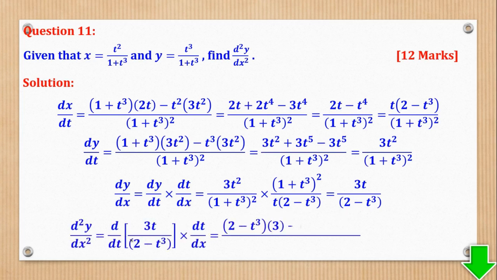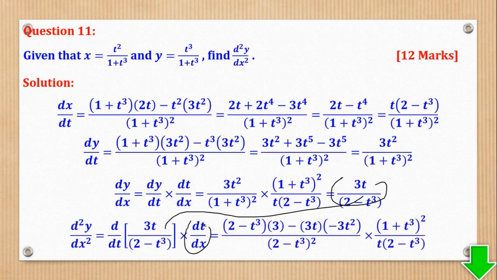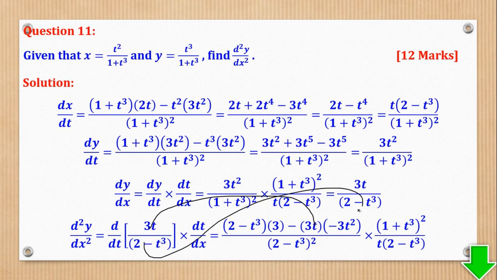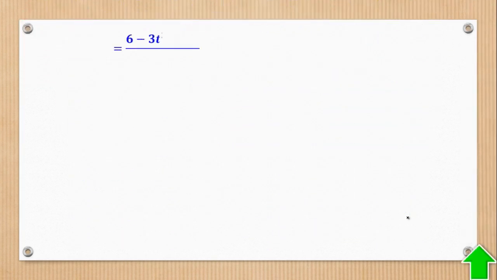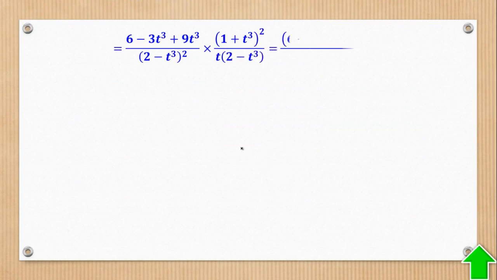Then second derivative, you first differentiate this with respect to t and then multiply by dt dx. So when I differentiate this, it's a quotient, so keep this one constant, differentiate this, minus, keep this one constant, differentiate this, over denominator squared, times dt dx, which is the reciprocal of this. The next is to simplify. I'll come up with that.